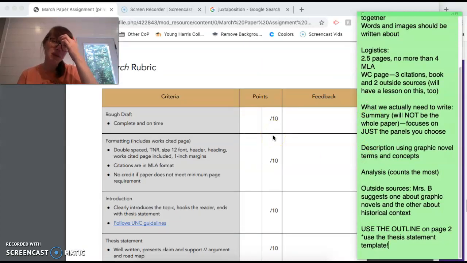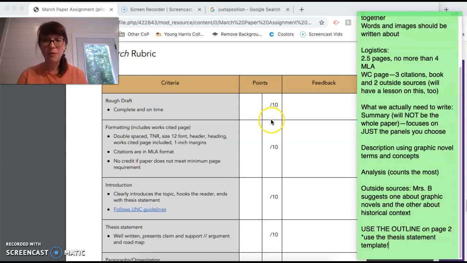Now, our rubric for this paper looks a little bit different. What you're seeing over here on the left, the criteria, this would make a good paper. This is the goal, everything over here. Right here is how many points you can earn for that section. So completed on time, this is really a 10 out of 10 right here.